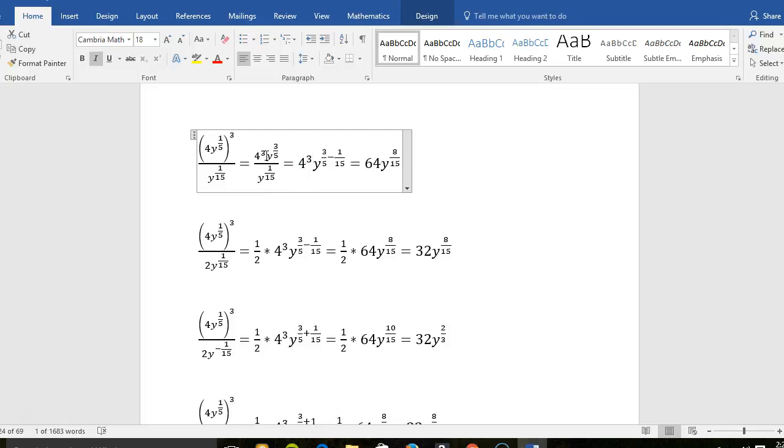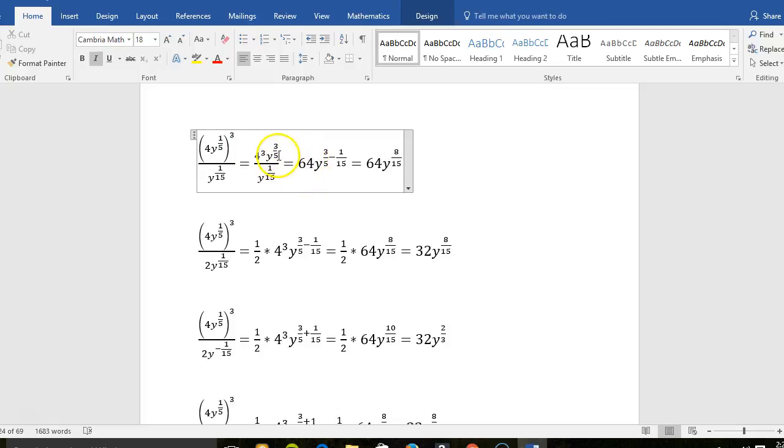4 cubed is correct, but let's just go ahead and call it what it is. It's 64. 64 was correct here, but I wanted to not skip that step. So 4 cubed, y to the 1/5 cubed, which is y to the 3/5. So we have 64 here. Now 4 cubed is 64.